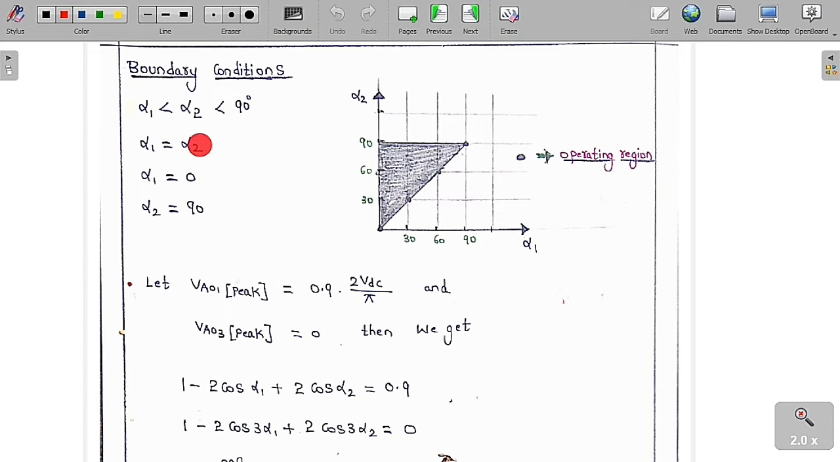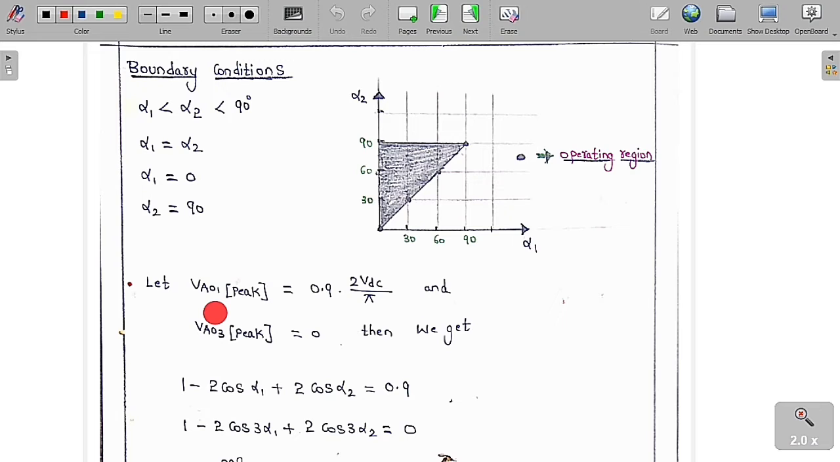When alpha 1 is equal to alpha 2, I am going to get a straight line. Alpha 1 equal to 0 gives this line, and alpha 2 equal to 90 gives this line. So this is the boundary region. This is the region where we are going to operate, where alpha 1 is less than alpha 2 and alpha 2 is less than 90 degrees. In this region we need to choose particular values of alpha 1 and alpha 2. So this is called the operating region.